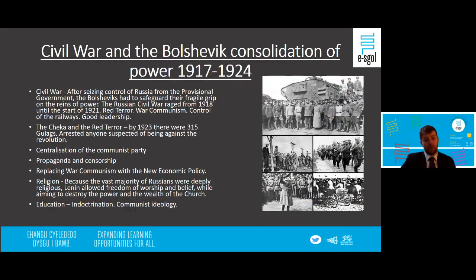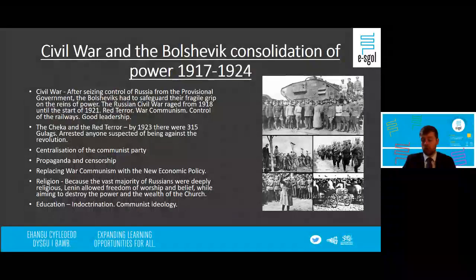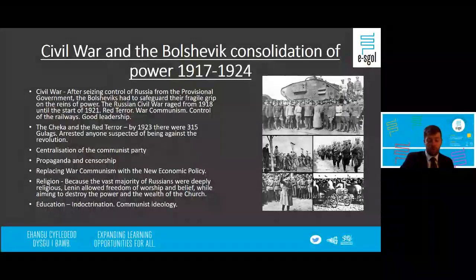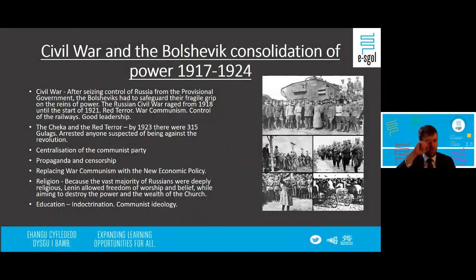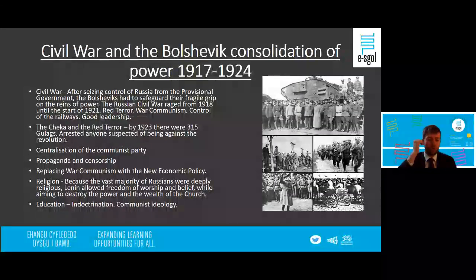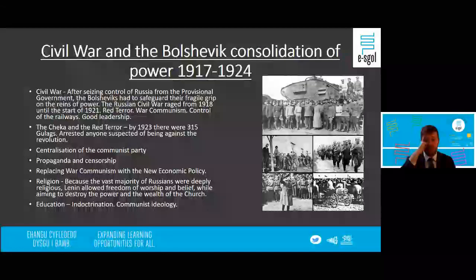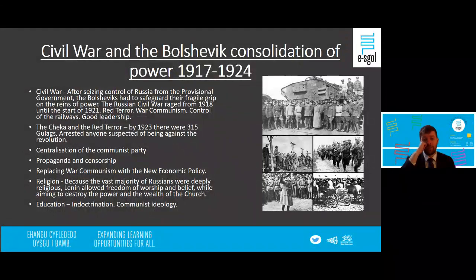So what did the Bolsheviks do after in order to consolidate the power? Well, the civil war. The Bolsheviks engaged in the civil war. After they'd seized control from the provisional government, the Bolsheviks had to safeguard that really fragile grasp on power. They had to shore up control. And so they did this through Red Terror, through war communism, through control of the railways, and through much better leadership, really, than you saw under the Tsar.